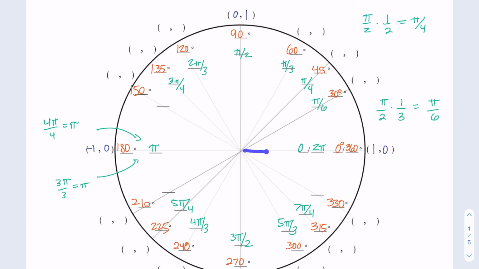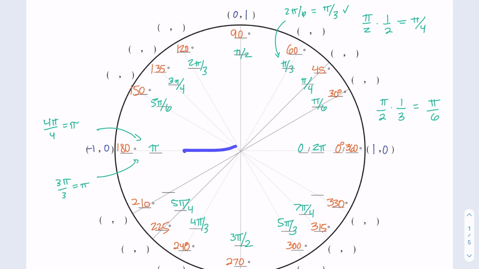So let's see if that works. So this is pi over 6, 2 pi over 6. Does that work? Let's make sure. 2 pi over 6, that's just pi over 3. Okay, good. Let's keep going then. Pi over 6, 2 pi over 6, 3 pi over 6, 4 pi over 6, 5 pi over 6. There's a missing one. 5 pi over 6. Good.